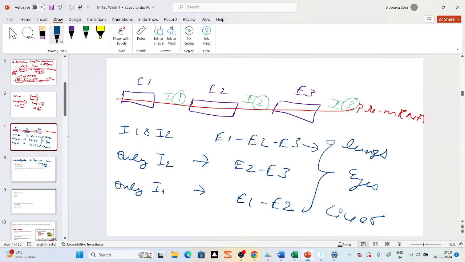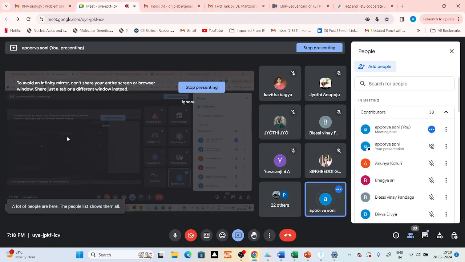So why do you think that I1, I2 and I3 are needed although they are getting spliced out in the mature form? Can you tell me? I just explained. Can you tell me? Anybody? Just why introns are needed? Why do you think that the addition of introns in the eukaryotic system has helped in its evolution? Can anybody tell me how it has helped?